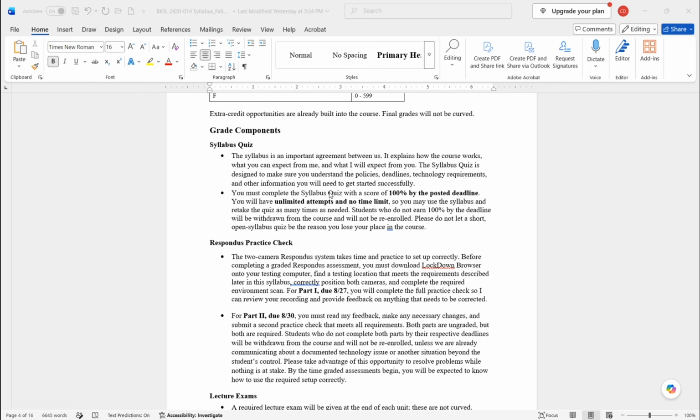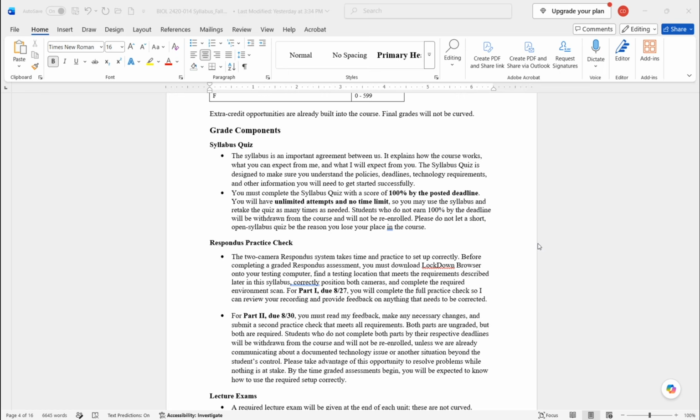There are two assignments that you are going to have to complete the first week of class, and they are not going to be contributing towards your grade, but they are still required. The first is the syllabus quiz, which is a 10-question quiz that is open note. You can take it as many times as you want. There's no time limit, but you do have to earn a 100% by Friday. That's August 26th. That is not true. I'm sorry, Friday, August 28th.